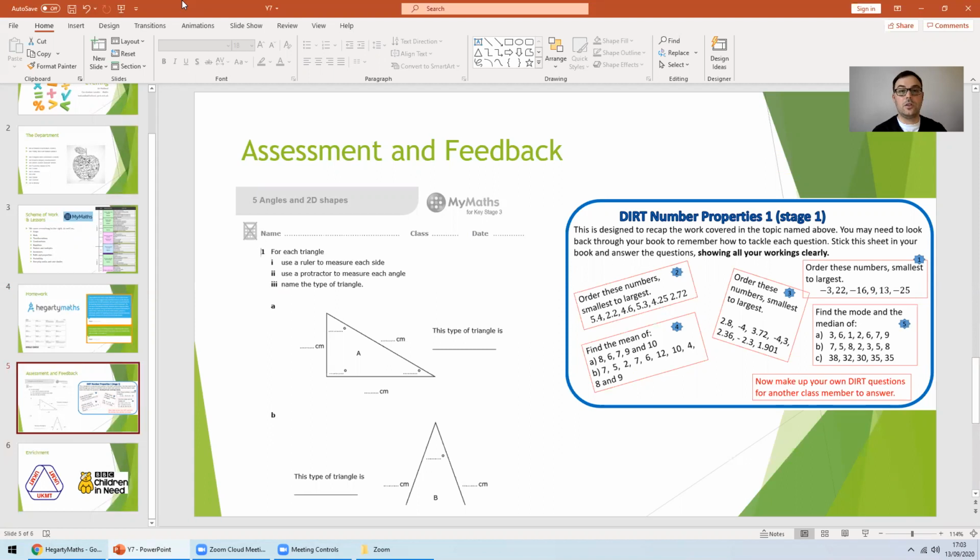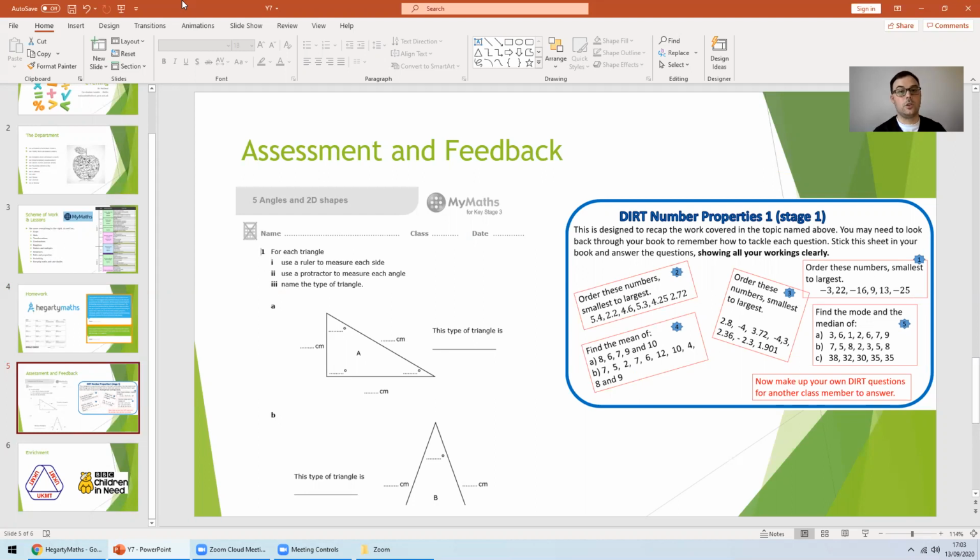So a student should never feel like they're going to be told off if they've got a poor mark for an assessment. It's our job as teachers to deal with that and to react to that, and that's where this dirt work comes in. So dirt work is work that students do after an assessment or an extended piece of work that helps them to understand where they made the mistakes so that they don't make them again.